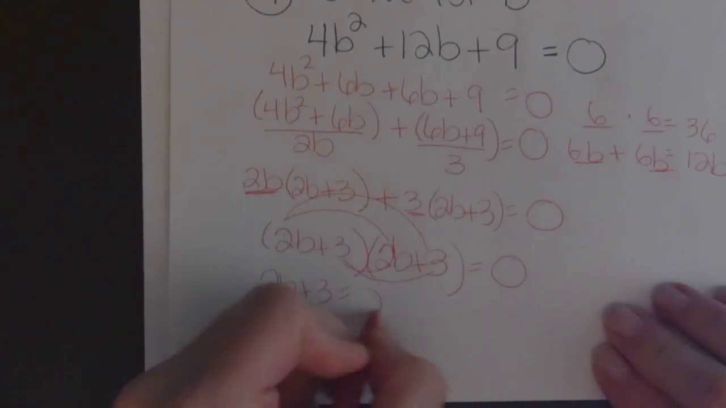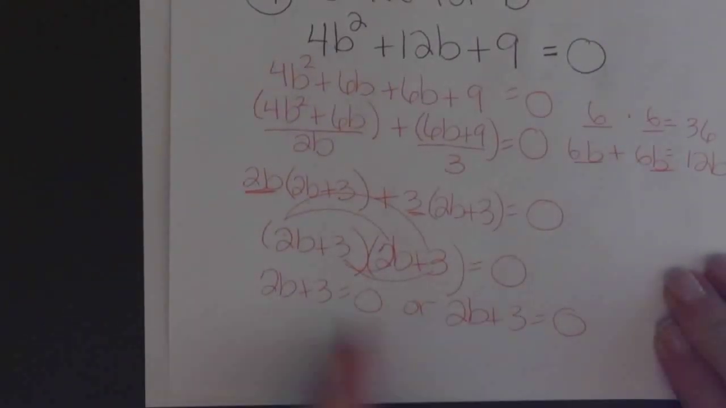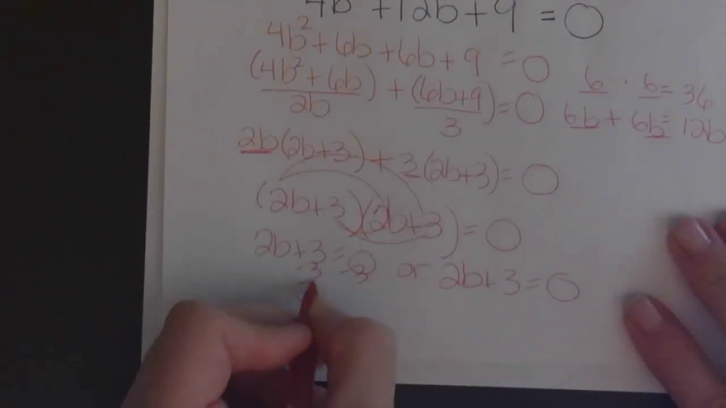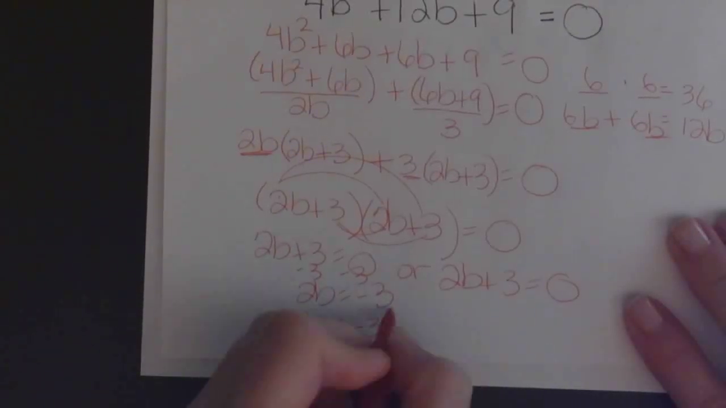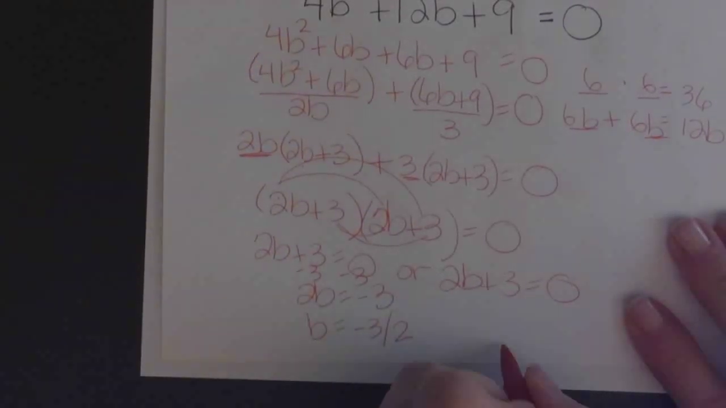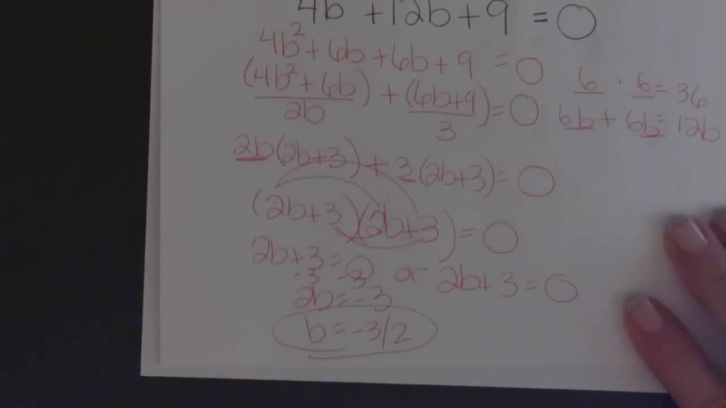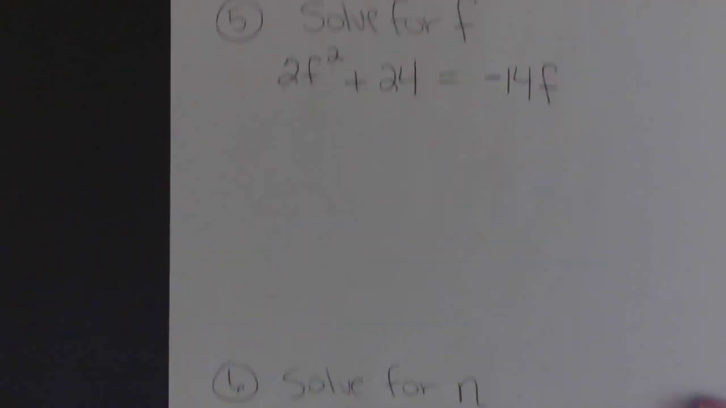If this product is 0, then either 2b plus 3 equals 0, or the other 2b plus 3 equals 0. But I hope you notice these are going to result in the same answer, because if you subtract 3 and get 2b equals negative 3, and then divide by 2, you get negative 3 over 2. You're going to get the same answer here. So there's just one solution here. b equals negative 3 over 2. You don't have to repeat it twice.